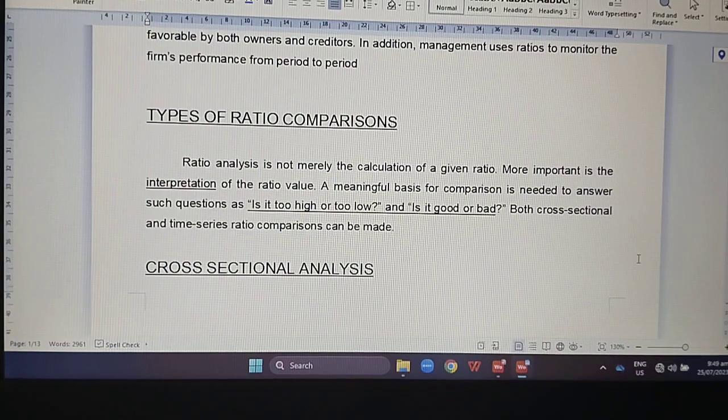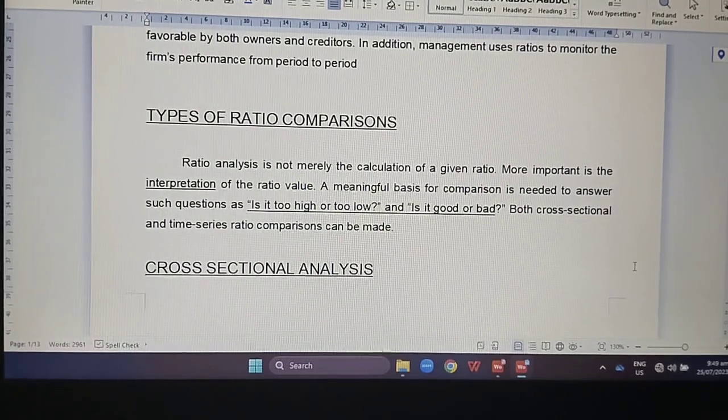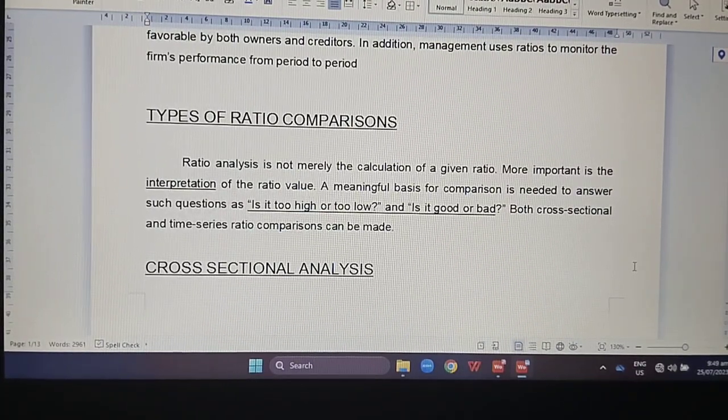Cross-sectional analysis. Ratio analysis is not merely the calculation of a given ratio. Ang importante kasi dito, how do you interpret the value? Parang gato yan eh. 1:1. Ano naman yung 1:1? Ano ibig sabihin nun? Diba? O kaya lumabas 35%. Ano ibig sabihin ng 35%? 1.85. Ano ibig sabihin ng 1.85? So, ang bali wala lahat ng calculations kung hindi mo alam ang interpretation. Okay? Okay, sige. Isa-isa natin siya.